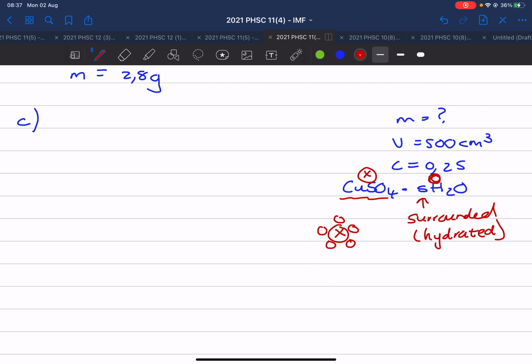Okay, now that dot here is not the same dot as in mathematics. That dot does not mean multiply. That dot means plus. I know that is confusing. Right, so if we must calculate the molar mass of that, copper is 63.5 plus sulfur is 32 plus 4 times 16, so 4 oxygens, plus, the dot is a plus, 5 water molecules, so it's 5 times 2 times 1 plus 16.